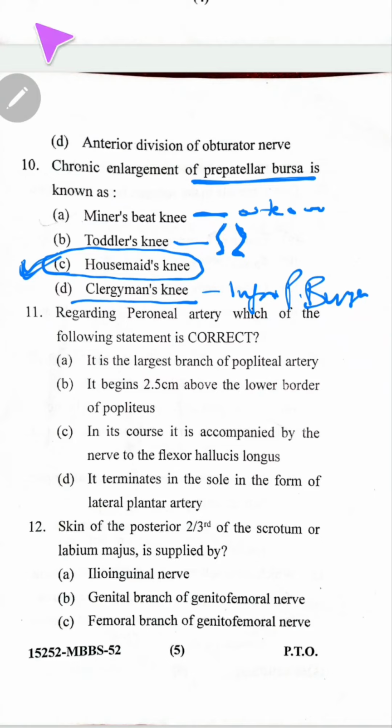Oh my God, there's less writing. Osteo, that much I have written, it's enough.